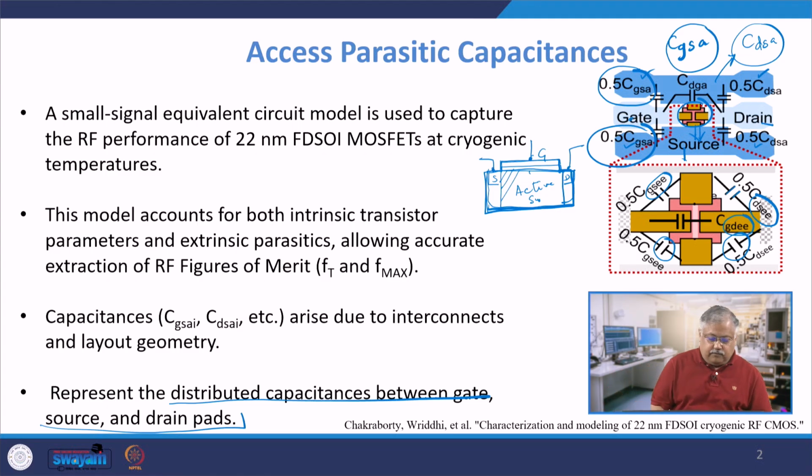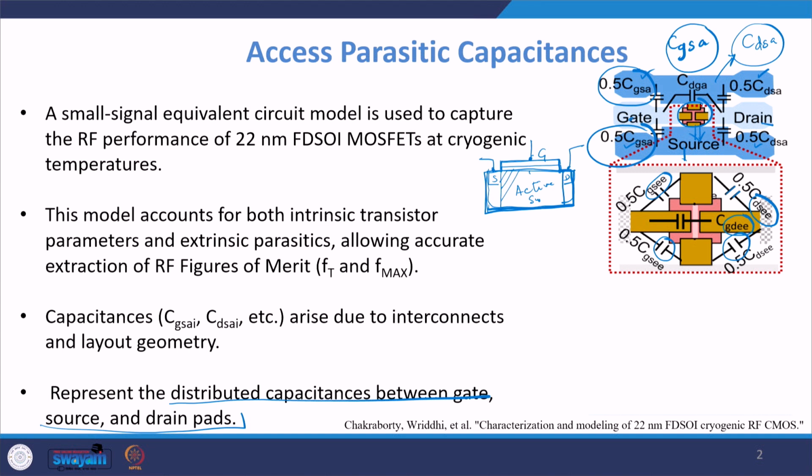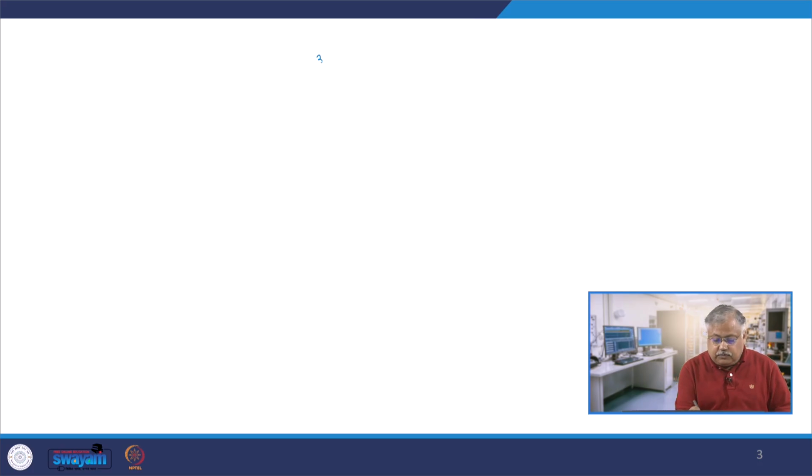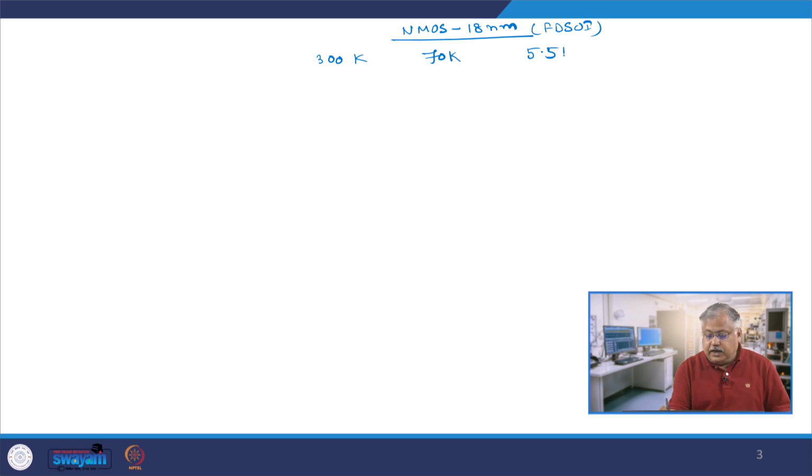Let me showcase to you the various numerical values, which are all extracted experimental values for FDSOI 22 nanometer cryo-CMOS circuitry. What we want to see is, if we vary the temperature from 300 Kelvin down to 70 Kelvin and then 5 Kelvin, how do the various parameters change? This is for an NMOS FDSOI at 300 Kelvin, then at 70 Kelvin, and then at 5.5 Kelvin for NMOS, right?